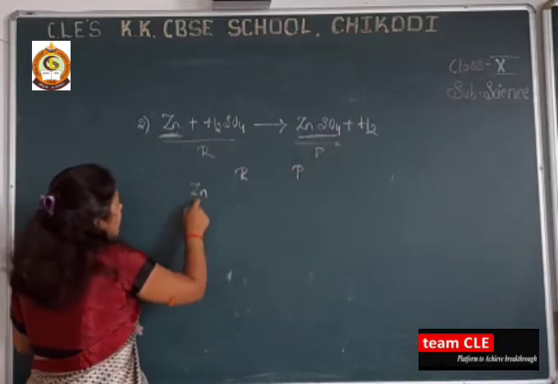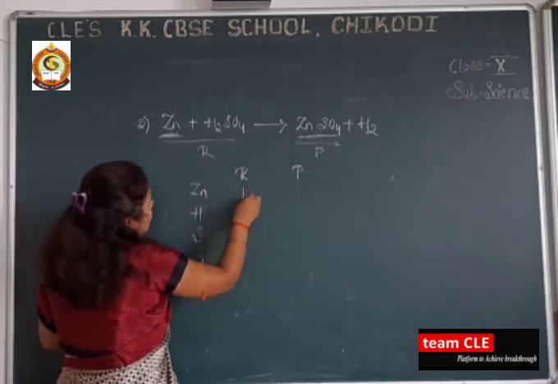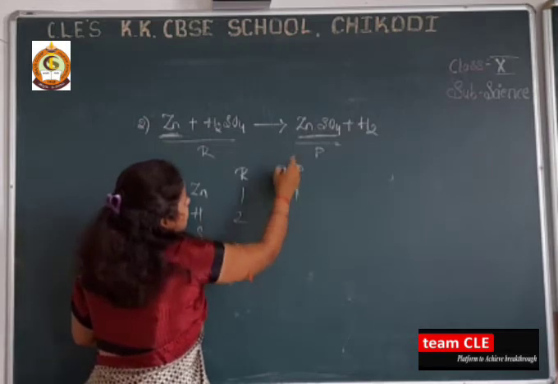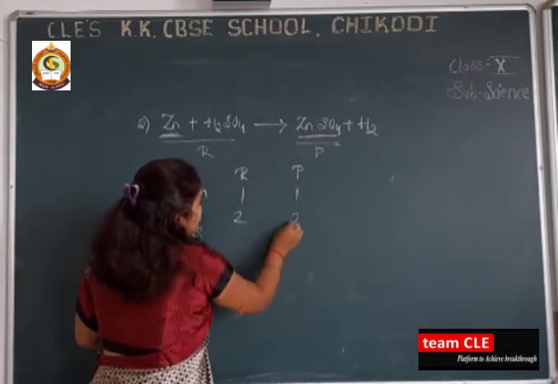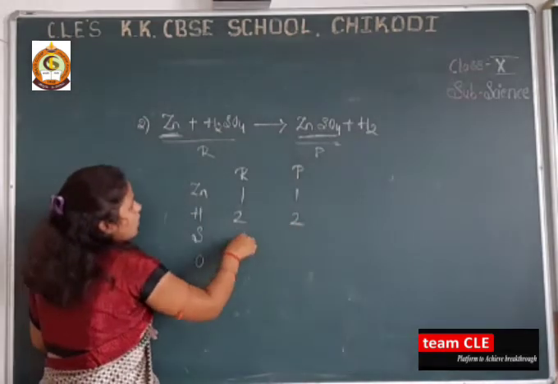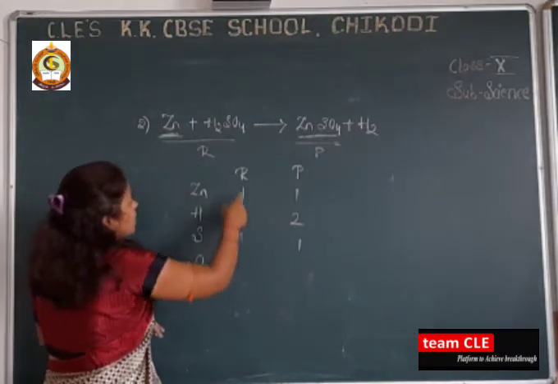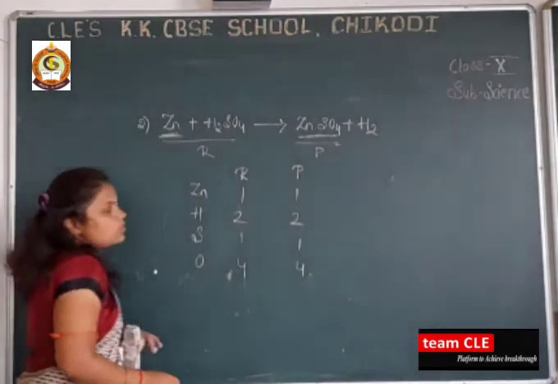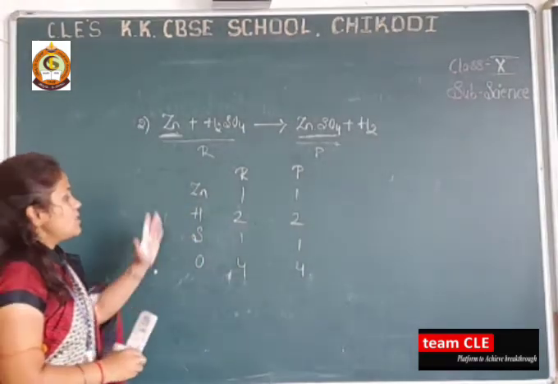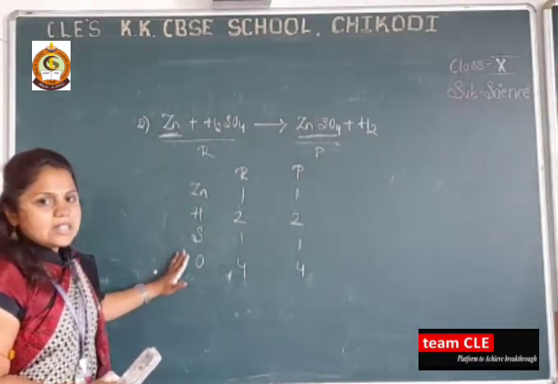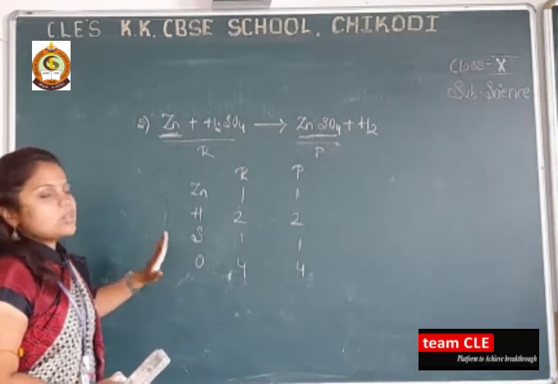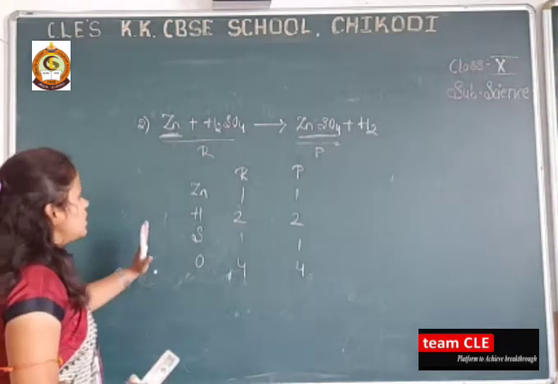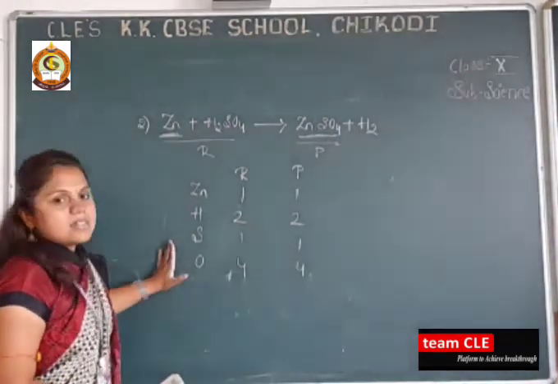Okay, so in the reactant Zn is 1, in the product it is 1. Hydrogen is 2. In the product, hydrogen is 2, sulfur is 1, oxygen is 4, and in the reactant also oxygen is 4. So here what happens? Is there any need of balancing this chemical equation? No, there is no need of balancing the chemical equation. Okay, so dear students, our answer is ready.